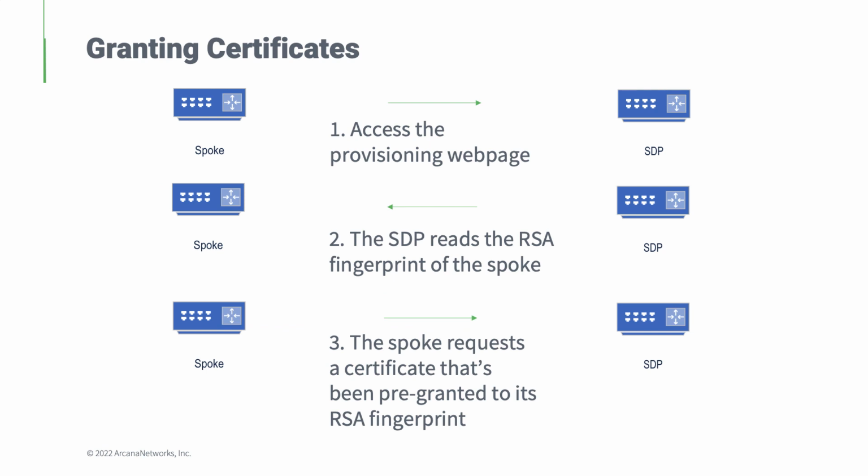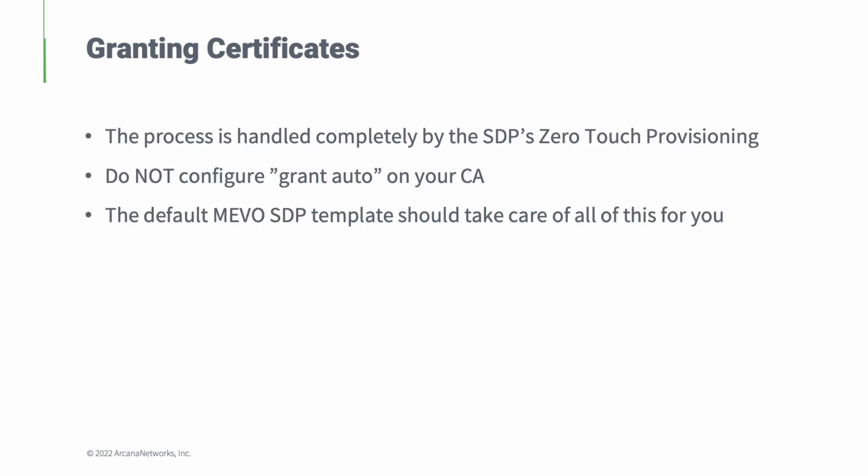Now, when we talk about granting the certificates, it will be helpful if you are already familiar with the provisioning process. So if you're not, please go watch that video first. When you are provisioning a spoke router and you access the provisioning web page, the STP router will actually read the RSA fingerprint on your spoke. This way, when your spoke goes to request that certificate, the STP has already pre-granted or pre-authorized that router to get its certificate. This process is completely handled by the STP's zero-touch provisioning functionality.